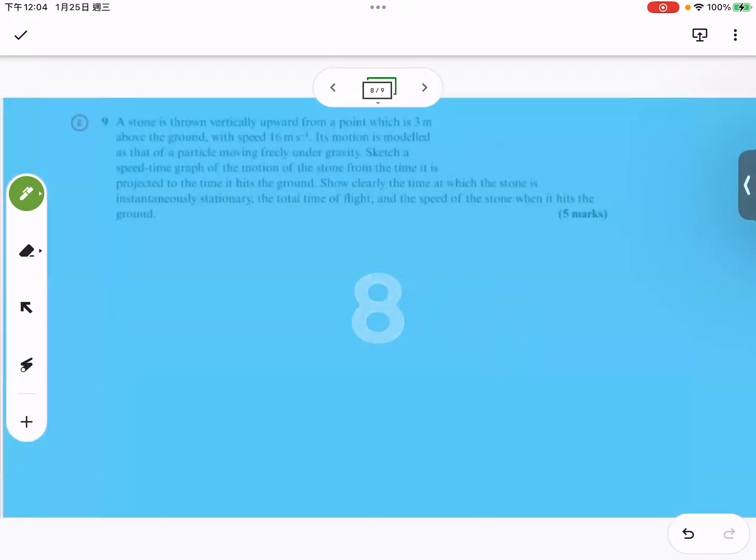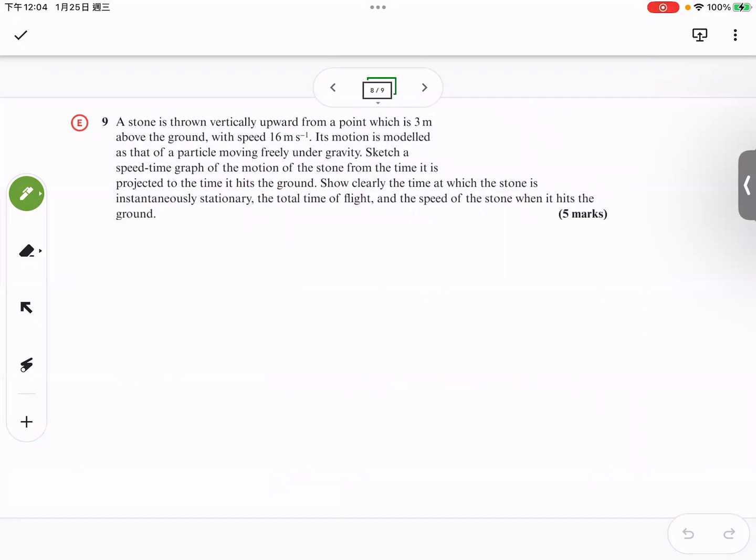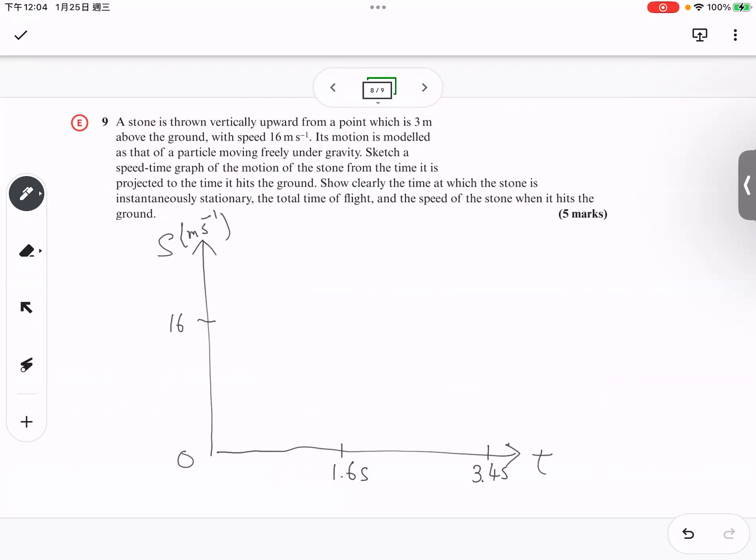Now, look at this one. We will draw it now. First of all, once again, we have the st graph, t and s, 0. We have 2 times. The first one, 1.6 seconds. The second time is 3.4 seconds. And for the velocity, first of all, I have 16 meters per second. And we have another one that is the final velocity, 17.7 meters per second.